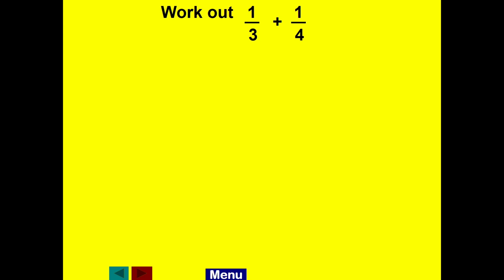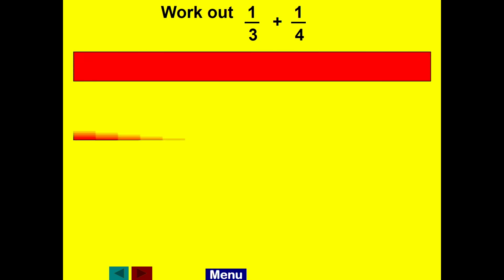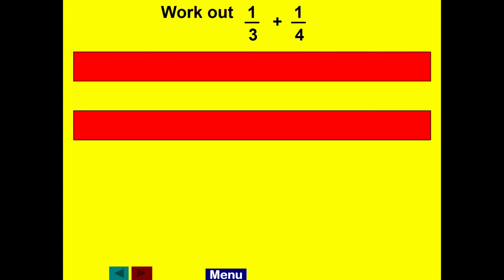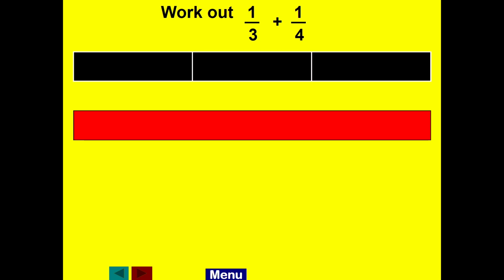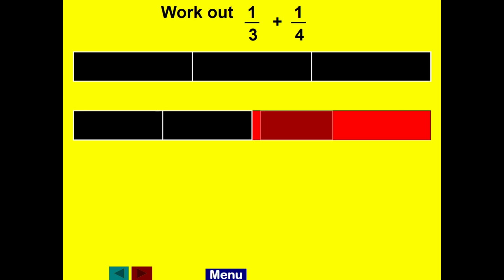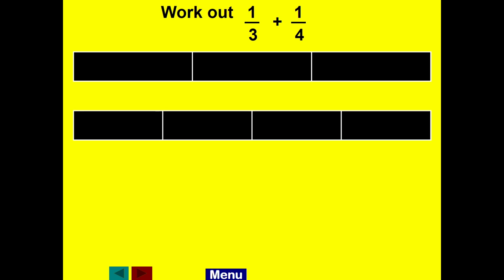So to explain how to add these two fractions having different denominators, I'm considering two whole boxes, the same size. The first box is divided into three equal portions and the other is divided into four equal portions. So the first portion in the first box represents a third, and the portion in the second box represents a quarter.